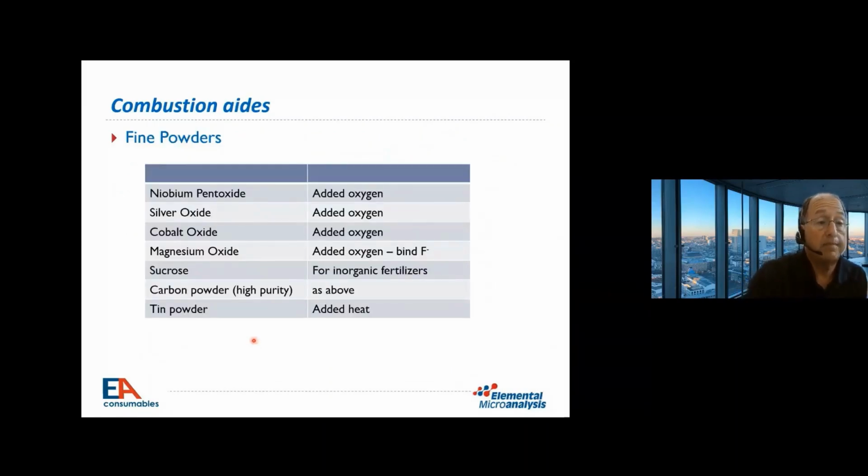Other ones, most of these just add oxygen to the sample. Most samples don't need this, but some tough ones do. Magnesium oxide, we mentioned this before for binding fluoride, but not when you're measuring sulfur. And tin powder is sometimes added to the sample to create that extra exothermic reaction in addition to the sample encapsulation to form more heat to combust the sample.